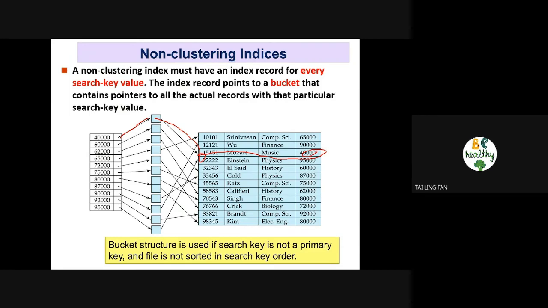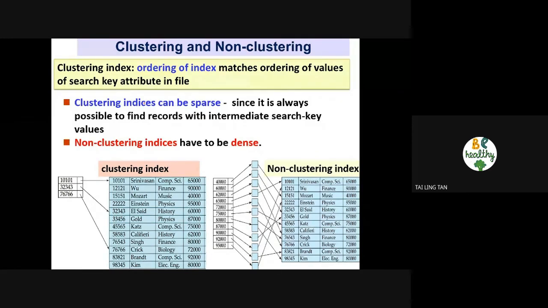Okay, the bucket structure is used if a search key is not primary. The search key that we want here is not primary, only this one is primary, and all of this is not sorted, so it is not primary. So we apply this bucket structure, and this one is an example of a dense index. Okay, a clustering index can be fast, since it's always possible to find a record with an intermediate search key.